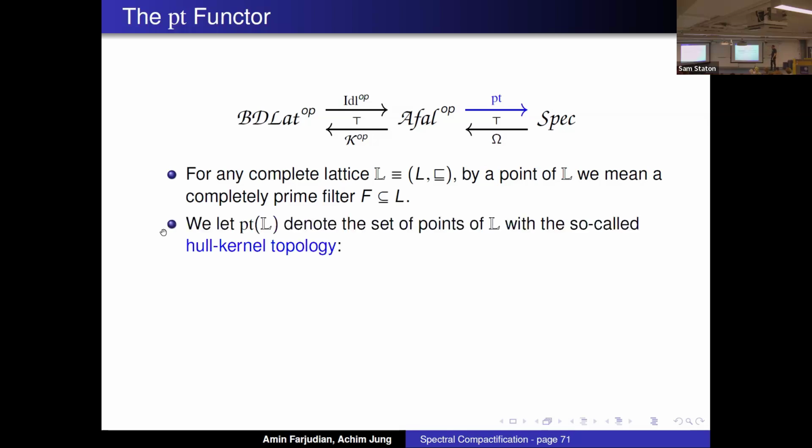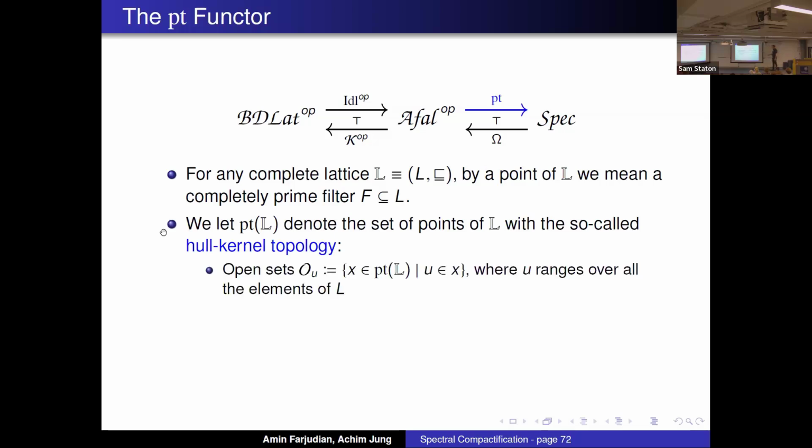And the topology that we consider on it is, by some people, called the Hofmann-Mislove-style hull-kernel topology, where all the open sets are parameterized by elements of the lattice. U ranges over the elements of the lattice, and for each U you get this set O sub U, the set of points. Now, these points are completely prime filters, those points that include a specific U.